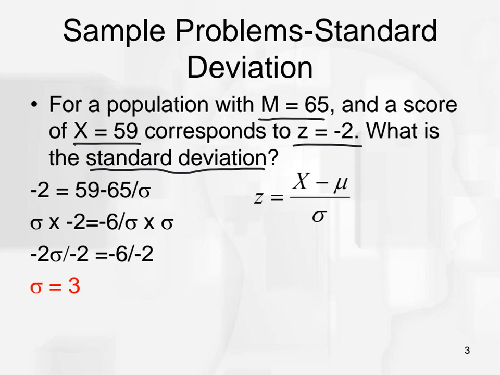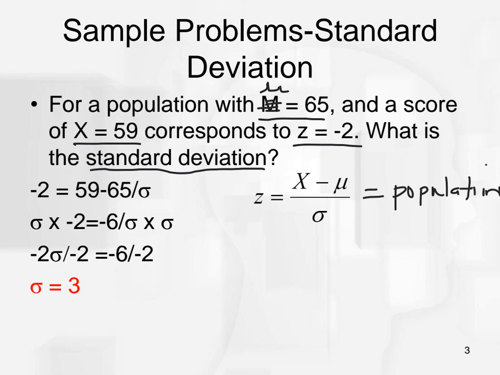The first thing we're going to do is change this m to a mu, because it should be a mu given that we are solving here for population parameters. So for a population with mu of 65 and a score of 59, what corresponds to a z of -2? We have our equation with our population parameters: z equals x minus mu over sigma, which is the standard deviation.